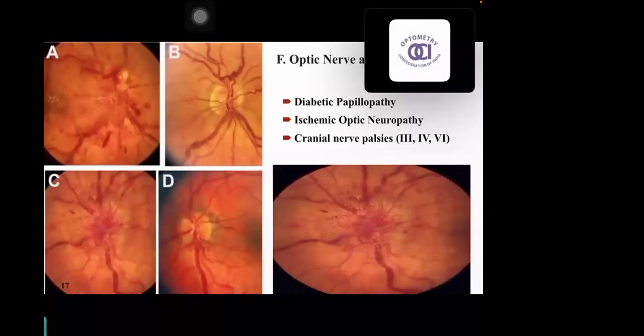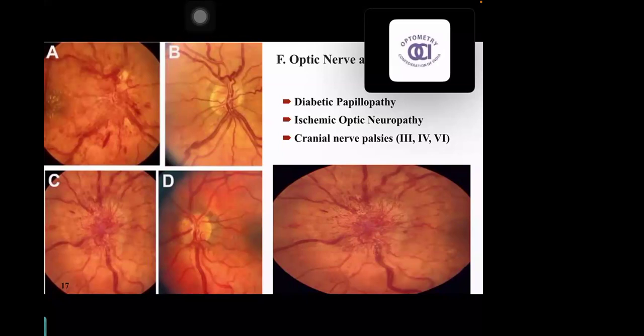Now let's move deeper to the optic nerve, which can be affected in several ways. One entity is diabetic papillopathy, a mild transient optic disc swelling seen in diabetic patients. The exact cause is unclear, but it's thought to be due to microvascular ischemia at the optic nerve head. Patients may have mild visual blurring, and the condition usually resolves spontaneously over weeks to months.